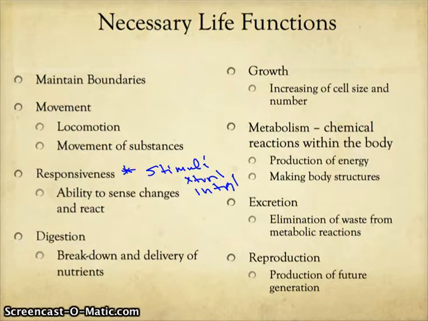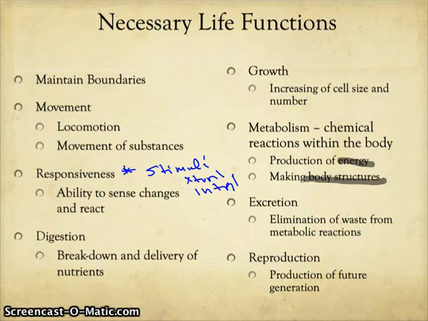Then we have metabolism, which are the chemical reactions within the body. This is literally every chemical reaction in the body. Whether we are going to be building things, okay, making body structures. Now, when we talk making, we also keep in mind we're talking maintenance, and then production of energy. That's real important to what's going on in the body. Now, excretion, elimination of waste, reproduction, production of future generations, so production of gametes, different things like that.